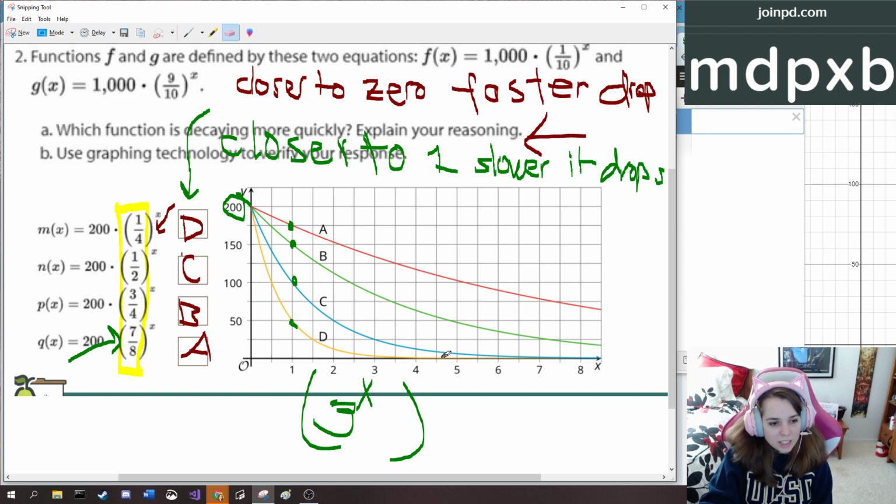So, whenever we're looking at the curves down here, the curves before or after the initial value, the larger value is going to be decreasing at the slowest rate.